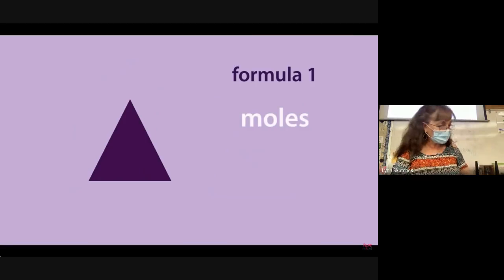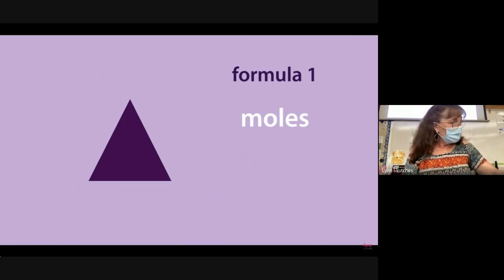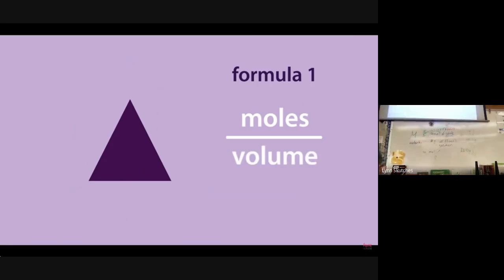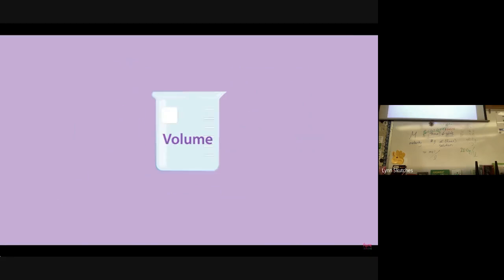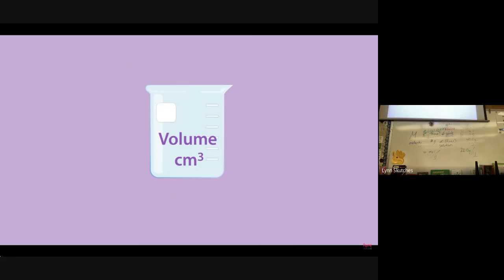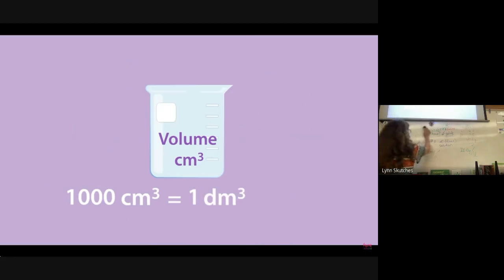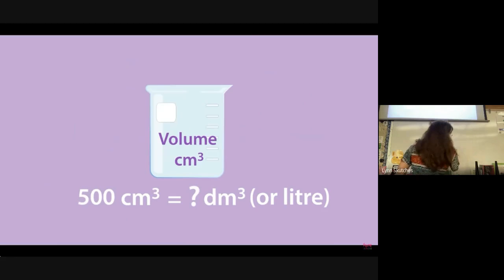Concentration is to use moles, an amount of a chemical substance, and divide it by its volume. Here's the formula triangle for this. Most of the time, volumes are measured in cubic centimeters. So 1,000 cubic centimeters is equal to 1 decimeter cubed, or 1 liter. So, how many decimeter cubed is 500 cubic centimeters? It's not a trick question. Pause, think, and continue when ready.